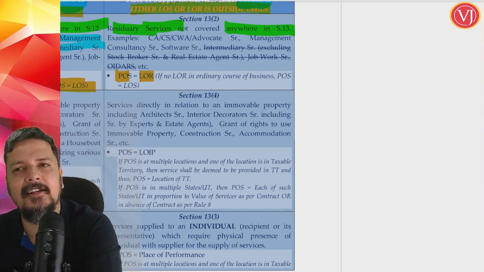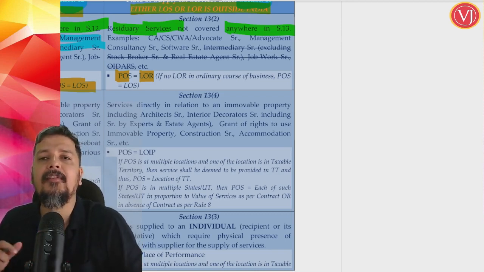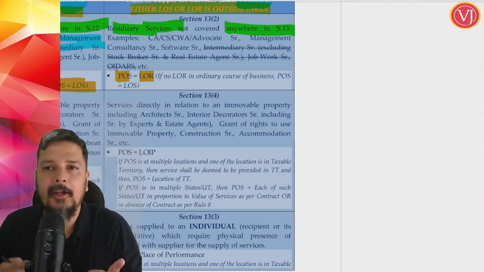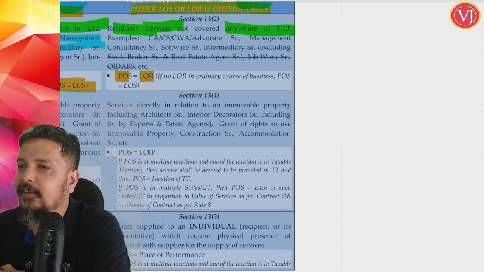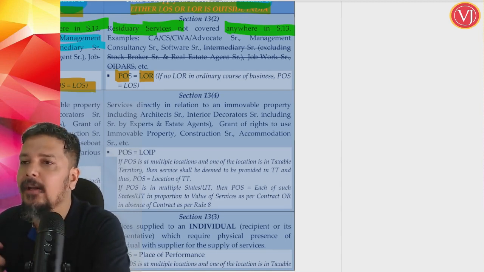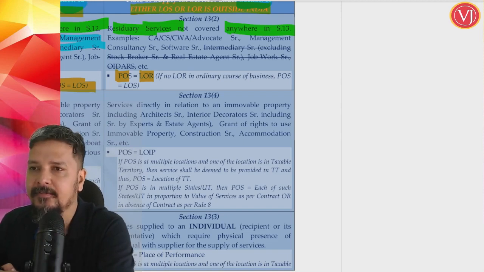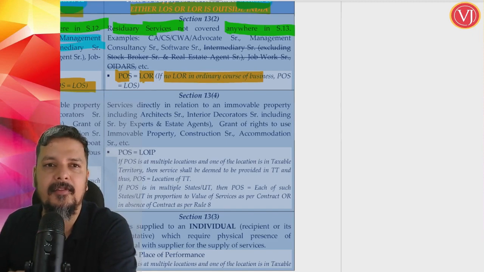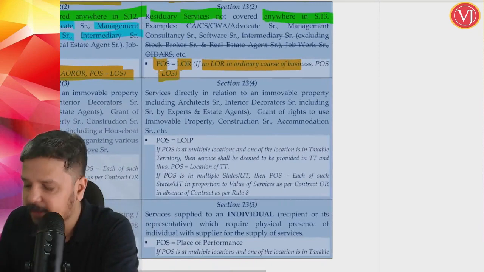Understand that in section 13, make one thing clear. Section 12 will try most of the times to give an answer based on two scenarios: B2B, B2C. Section 13 will not make that effort. Section 13, either LOS or LOR is outside India. It will not take that effort to segregate the transaction between B2B and B2C. It will try to give a simple answer. So it is location of recipient. But if location of recipient is not available in the ordinary course of business, which means you don't have his address on records in simple language, then go with location of supplier.